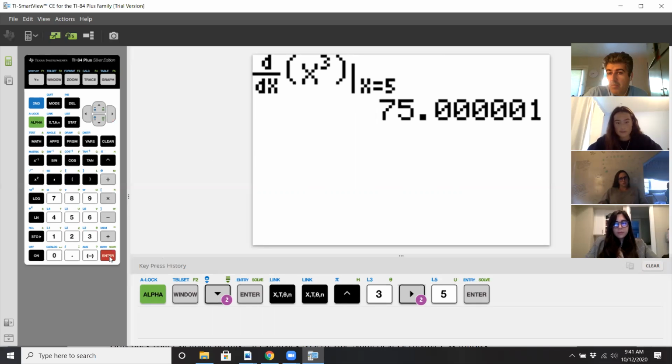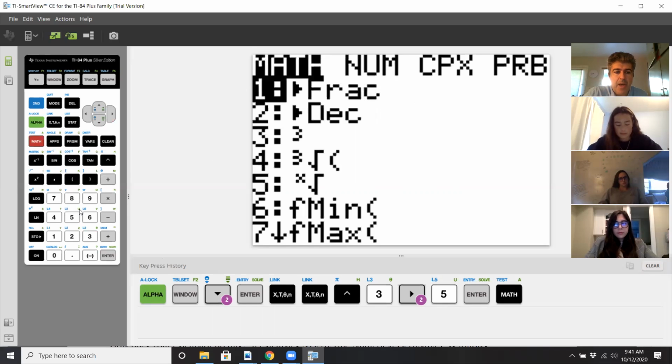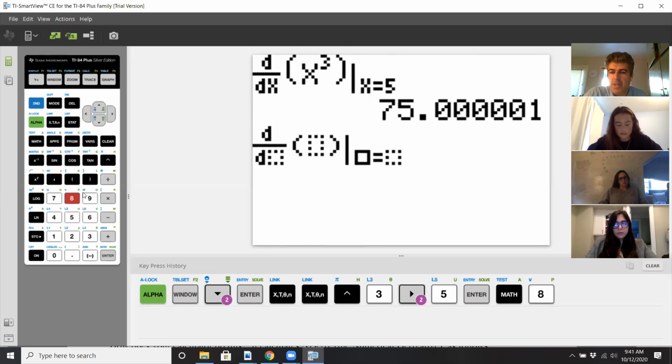And enter, and there you go. If you hit math and option 8, same place. You get the same thing. So it's up to you. You could go alpha window or math.